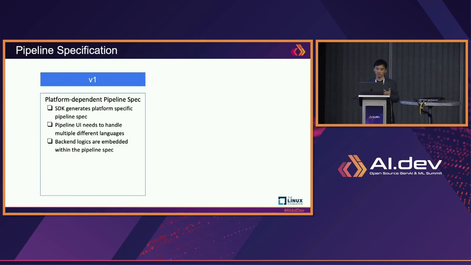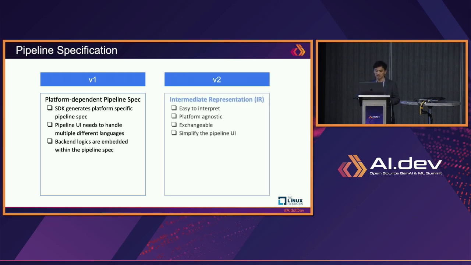In V1, like I mentioned, the pipeline spec is directly tied to the underlying runtime engine. So even in the UI, you need to understand two different languages, one from Argo and one from Tekton. And because that pipeline artifact is directly run on Argo and Tekton, we also need to build a lot of backend logic into the pipeline. So in V2, we introduce another spec we call the intermediate representation. We call it IR. We define the IR as the pipeline spec.